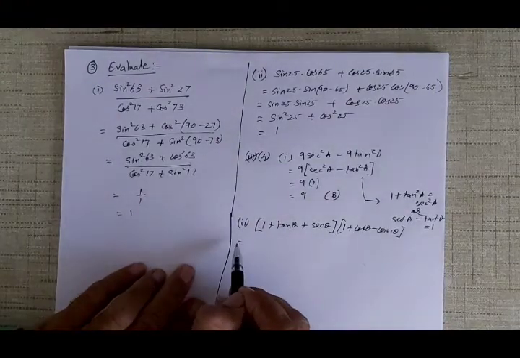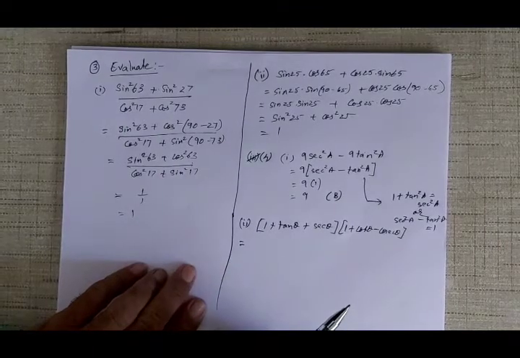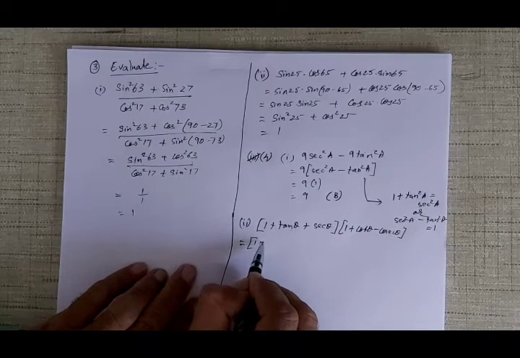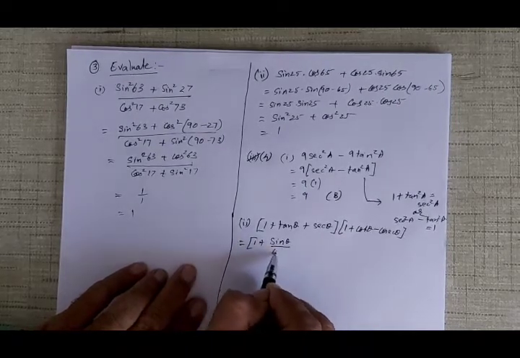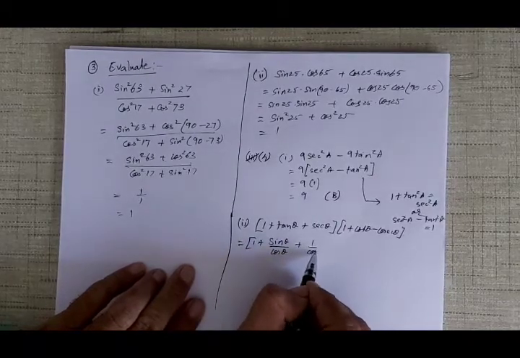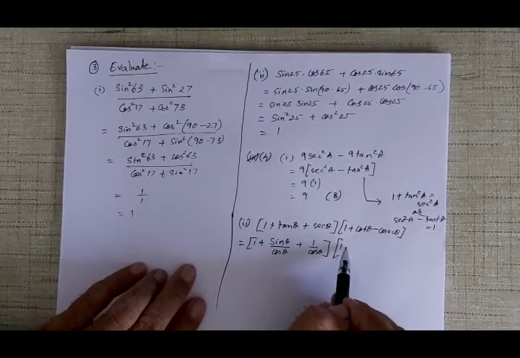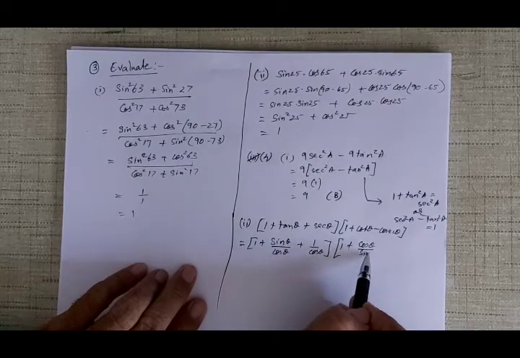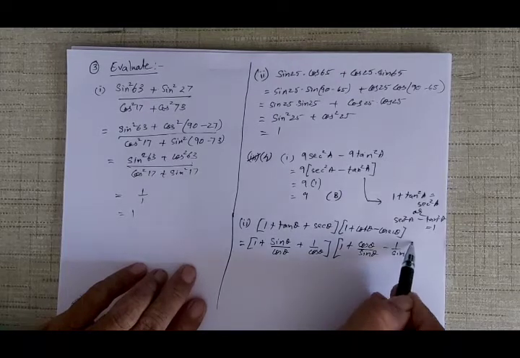See, now first of all, this kind of question you can do in different ways. But here, you can change the tan and sec into sine and cos. So 1 plus tan theta can be written as 1 plus sine theta upon cos theta. Sec theta is reciprocal of cos theta. I have changed everything into sine and cos. In the other bracket also, cot theta can be written as cos theta upon sine theta. Cosec is reciprocal of sine, so 1 upon sine theta.